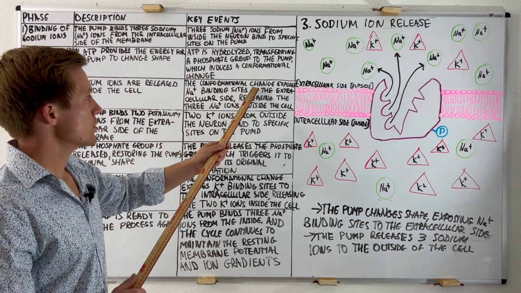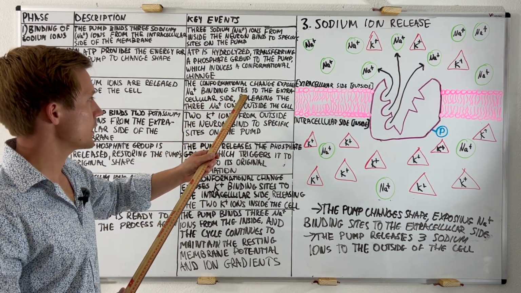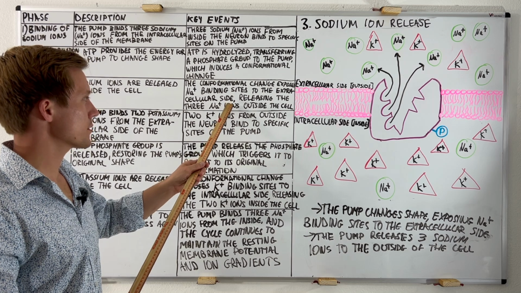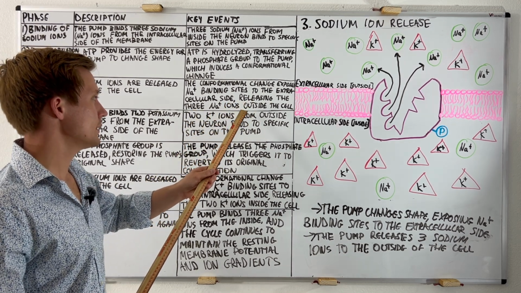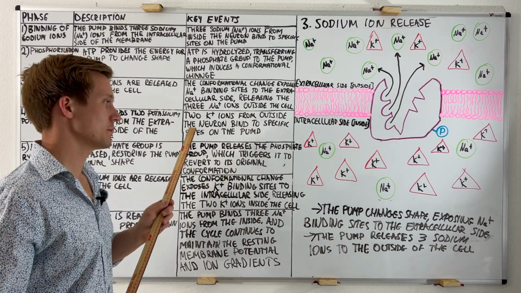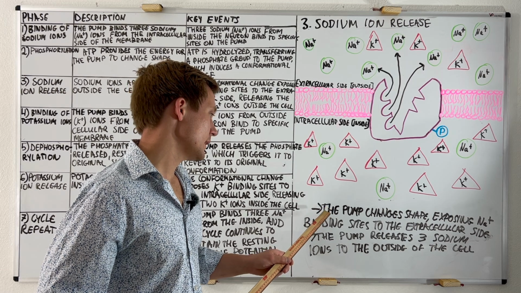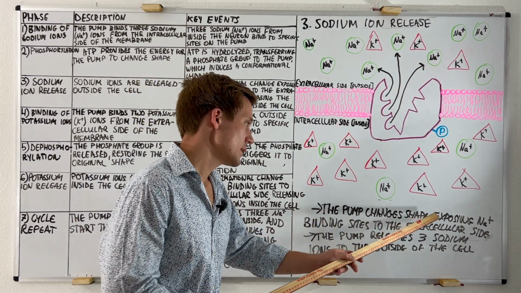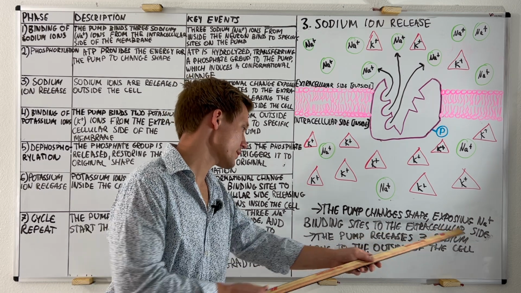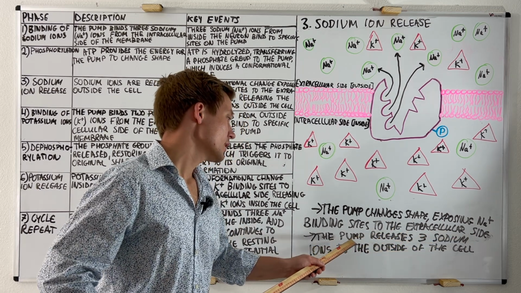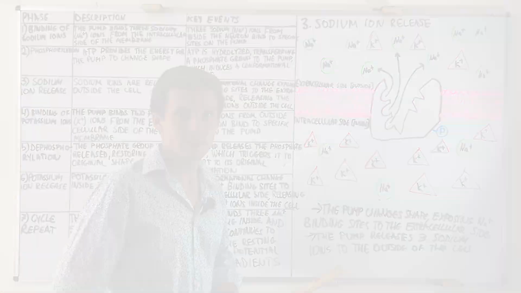The conformational change exposes sodium binding sites to the extracellular side, releasing the 3 sodium ions outside the cell. And the key thing to remember here is that the pump changes shape, exposing sodium binding sites to the extracellular side, and the pump releases 3 sodium ions to the outside of the cell.